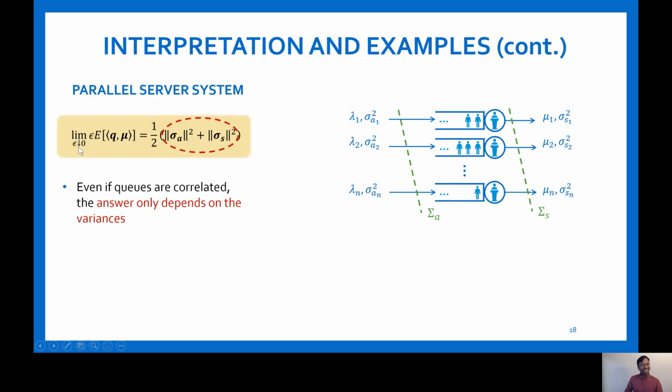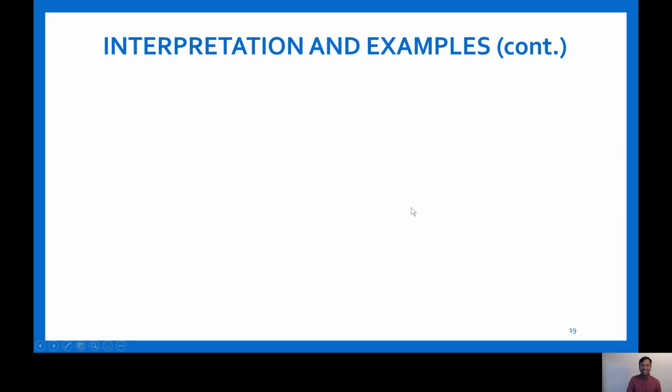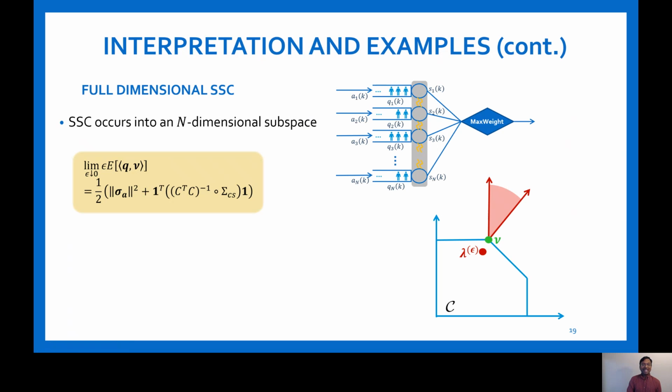What we show is that the weighted sum of the queue lengths in heavy traffic, weighted by the mu's, depends only on the variances. The covariance terms don't appear, which is very surprising. If these were independent, one would expect this answer from Kingman's bound. But even if the arrivals and services are not independent, it turns out that the answer depends only on the variances and not the covariances. And it turns out this is true not only for a parallel server system, it's true for any general system.